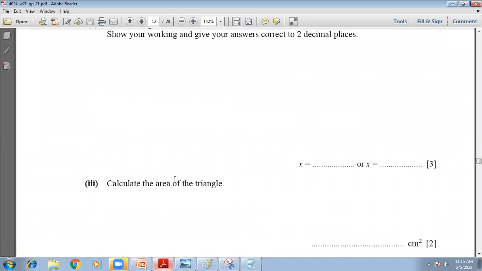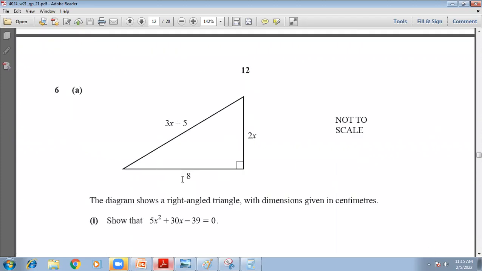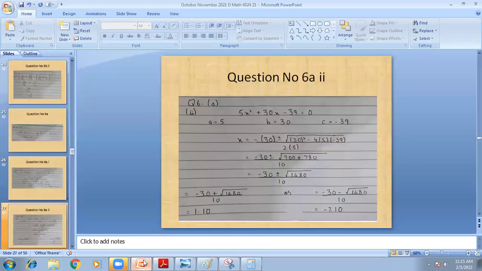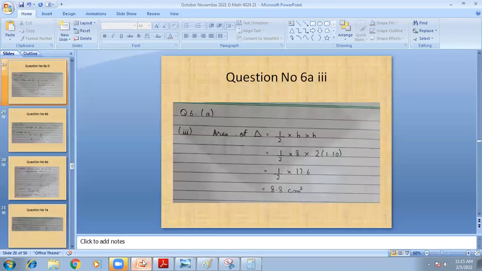Now calculate the area of the triangle. You see, they want us to find out the area of this triangle. This is the base of the triangle, that is 8. And this is the height of the triangle, which is 2x. I will put the value of the x here, 2 multiply the x value. Let me show you. And then I can find the area of this triangle.